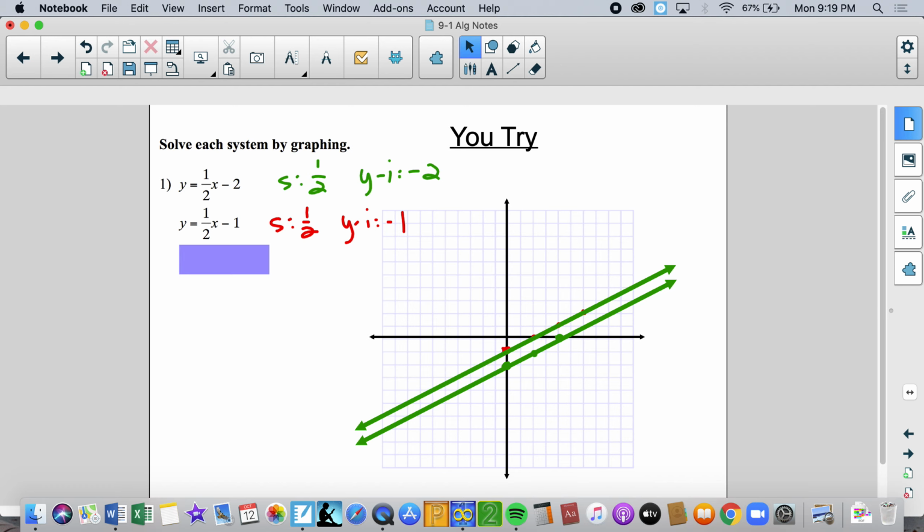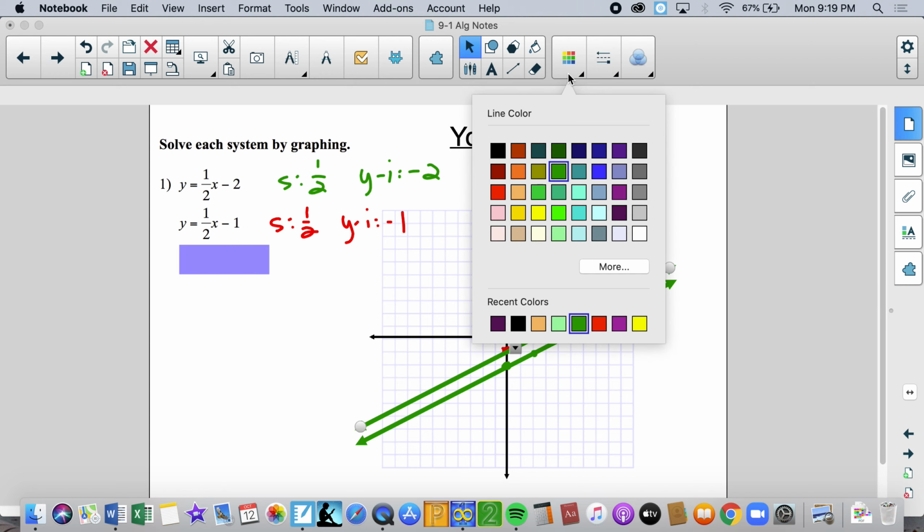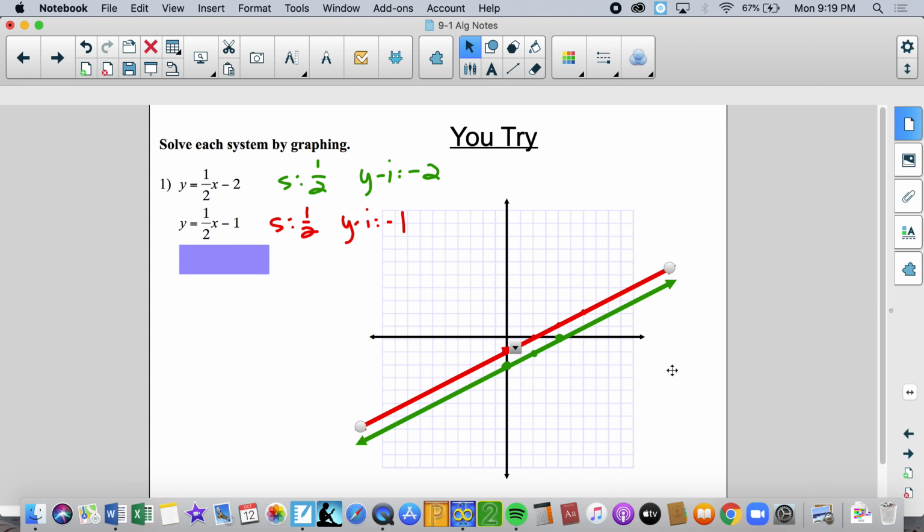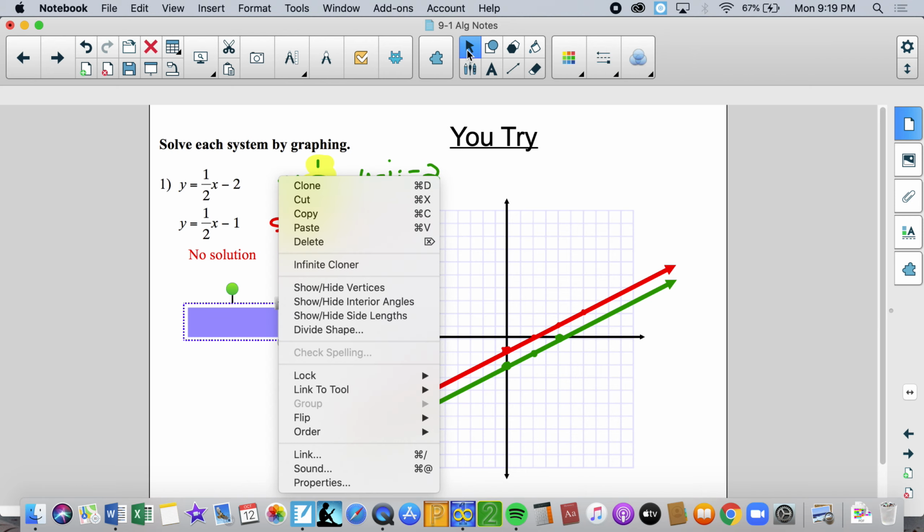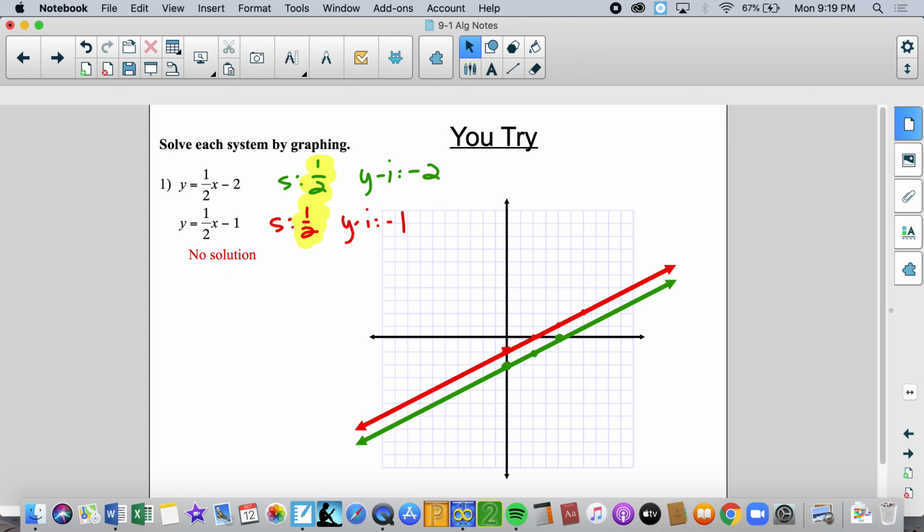So if we take that and let's change that red, we notice that those two lines are parallel and they will not intersect because they have the same slope. Lines that have the same slope will never intersect. They are considered parallel if they have different y-intercepts. So the answer to this problem is going to be no solution because they don't have a point that they share.